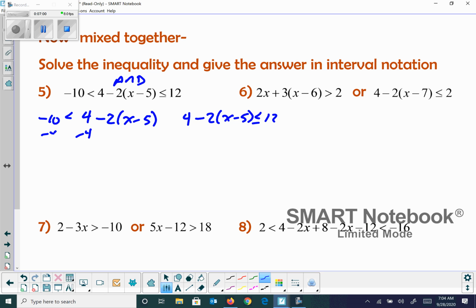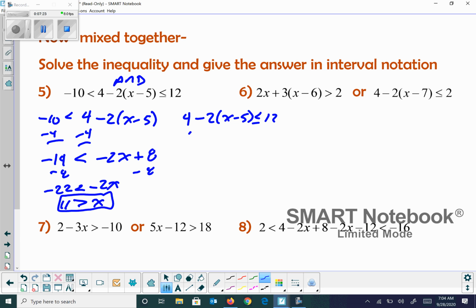Subtract 4, subtract 4. So that's going to give me a negative 14. I did this a little out of order, but that's okay. Negative 2x plus 8. Subtract 8, subtract 8. So it's negative 22 is less than negative 2x. Divide each side by negative 2. So that's going to give me 11 is greater than x.